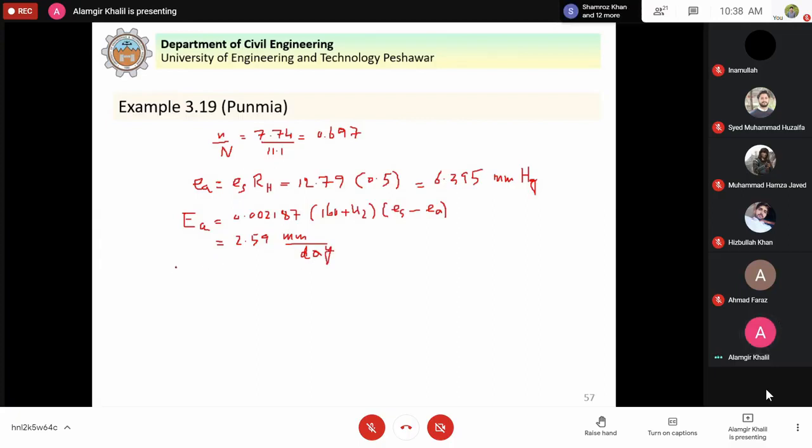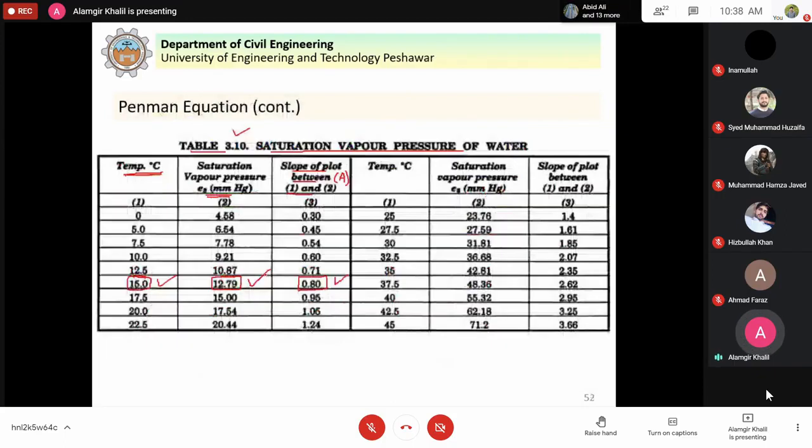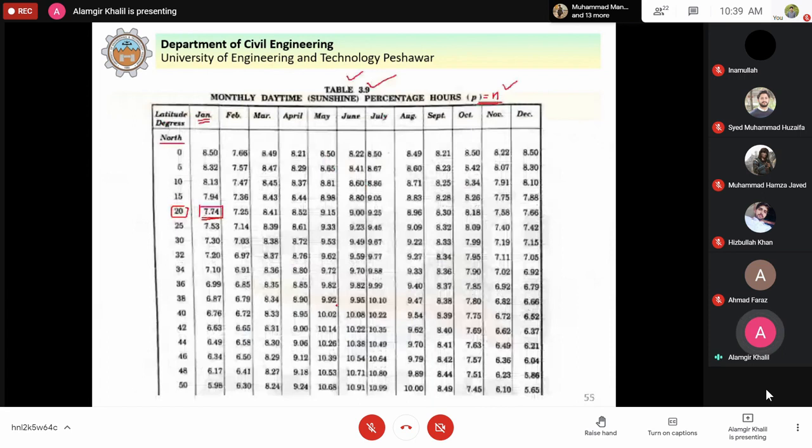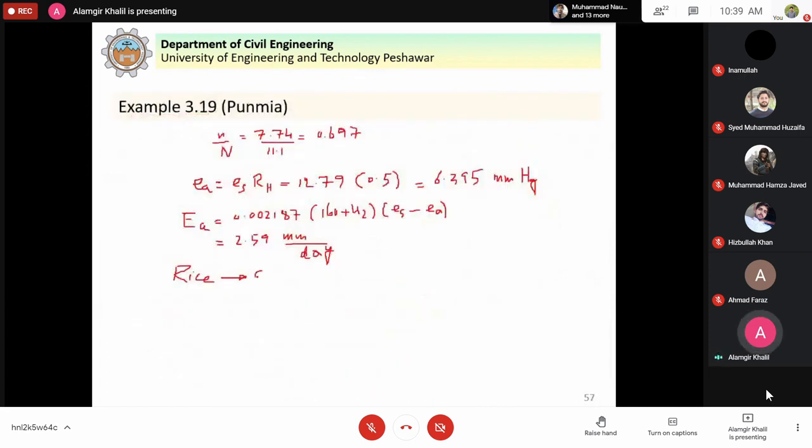Next we have rice. This is given in the question. This crop is rice. We have to estimate the value of the small r. Clear? This small r here is the reflection coefficient of the surface. Because rice is a closed crop, it can be between 0.15 to 0.25. So we can assume the value from that range, and we can assume the value of small r is equal to 0.20.